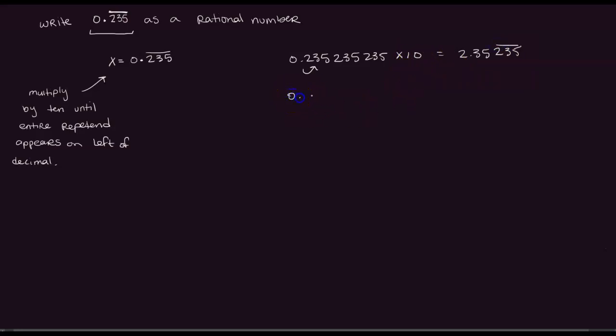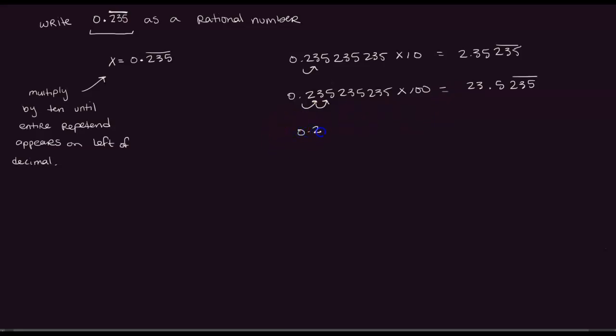If I multiplied it by 10 twice, that's like multiplying by 100. That would move my decimal 2 times. That would look like 23.5235 repeating. We're getting closer. The entire repeat end has not appeared on the left yet. So let's try one more multiple of 10.